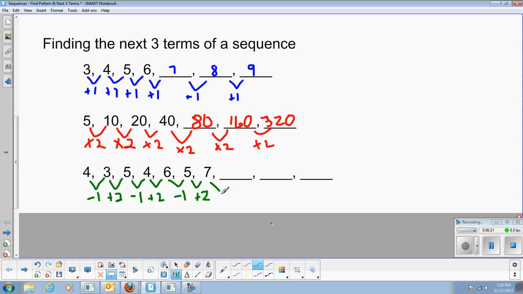So if I consider that, and I go and continue this on my pattern, I have to now go minus 1. So 7 minus 1 is 6. And then now I alternate. Instead of minus 1, I will say plus 2. 6 plus 2 is 8. Minus 1 again. Okay, minus 1 is 7. So a sequence can have an alternating pattern like this. That's always a possibility too.